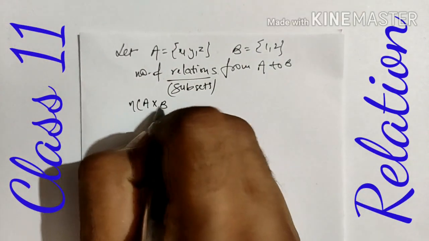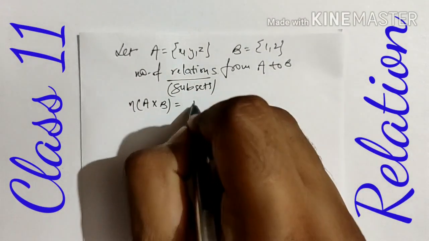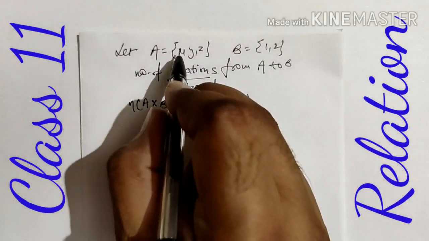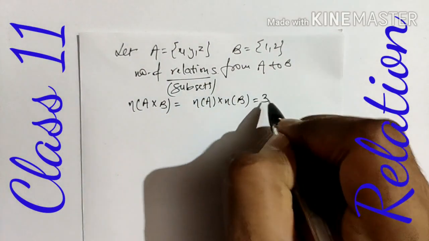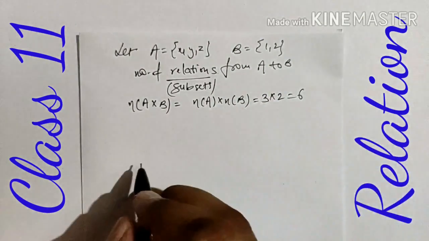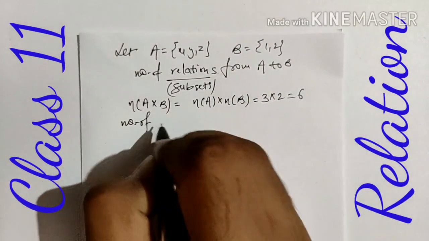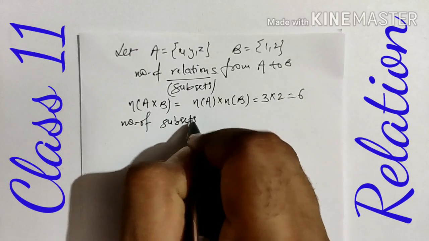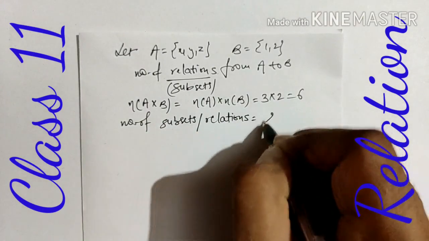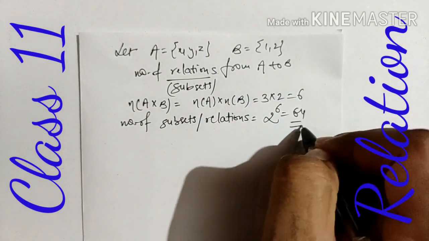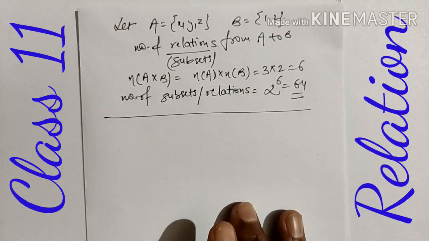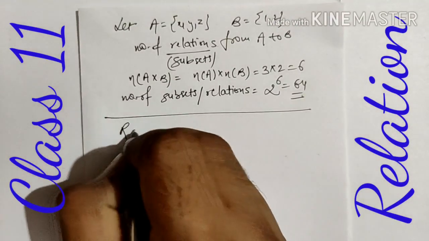The number of elements from A to B means the number of elements in A cross B, which is the number of elements in A multiplied by the number of elements in B. If we count, A has 3 elements and B has 2 elements, so the product becomes 6. So the number of relations is given by 2 raised to the power of the number of elements, which becomes 64. Like this we can find the number of relations from set A to set B.